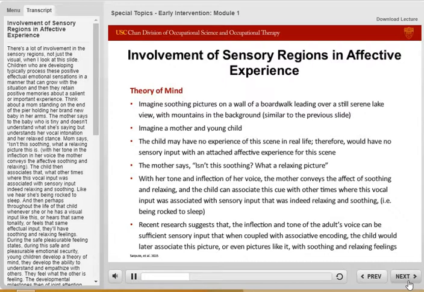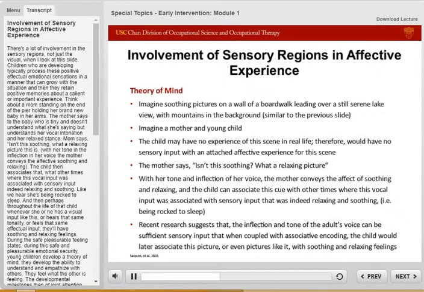And then perhaps throughout the life of that child, whenever she or he has a visual input like this, or hears that same tonality, or feels that same affectual input, they'll have soothing and relaxing feelings. And during these safe, pleasurable feeling states, during this safe and pleasurable emotional security, young children develop a theory of mind. They develop the ability to understand and empathize with others. They feel what the other is feeling.